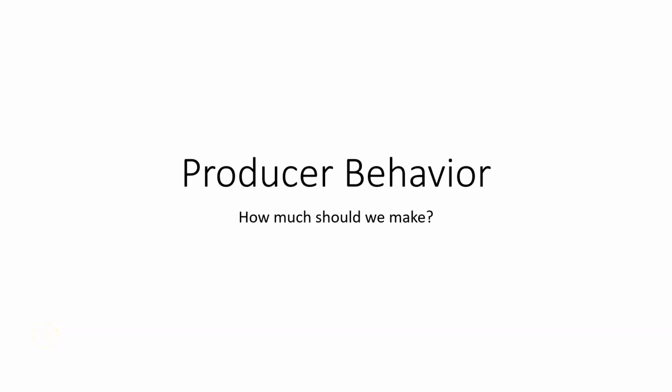We need to now move on to look at producer behavior. And producer behavior is, how do firms decide how much to produce, how much to charge, how many inputs to purchase, all of those myriad of decisions that a producer needs to make. Now, just like we did with consumer behavior, we're going to start with a very unrealistic model of producer behavior. We're going to start with Old MacDonald's farm.